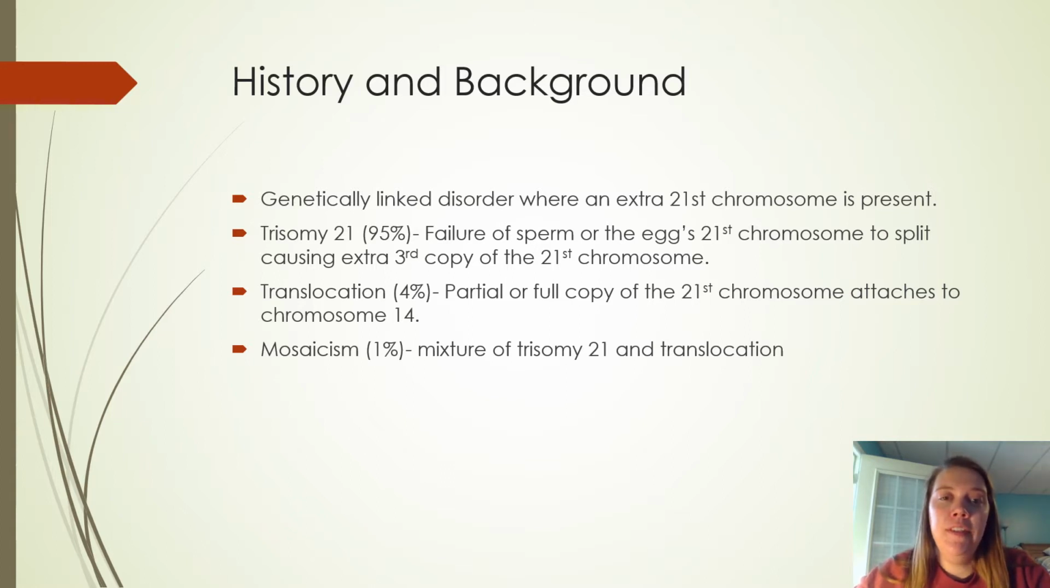Translocation happens in 4% of the population with Down syndrome and is a partial or full copy of the 21st chromosome, which attaches to chromosome number 14. And lastly, mosaicism is prevalent in 1%. It's a mixture of both the trisomy 21 as well as the translocation Down syndrome type.